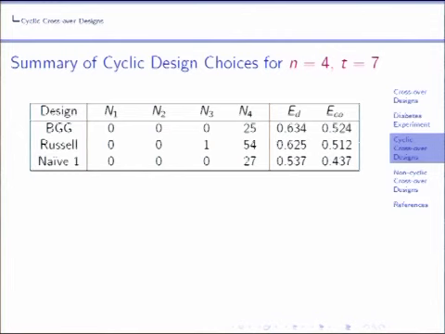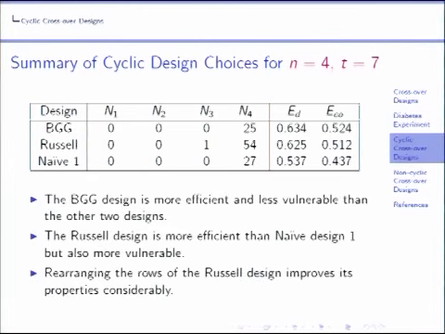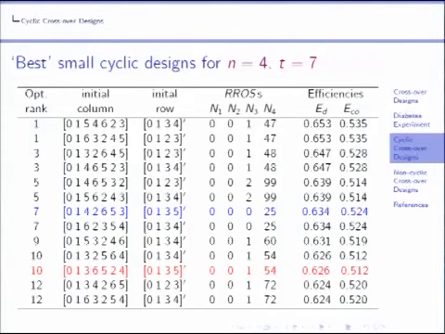So there you can see that it doesn't follow that a design which is more efficient is always better with regards to observation loss. The Russell design is more efficient, but it's not so good with regards to observation loss. And that's just summarising that there. Now we actually looked at 150 different designs, and here they are ranked.